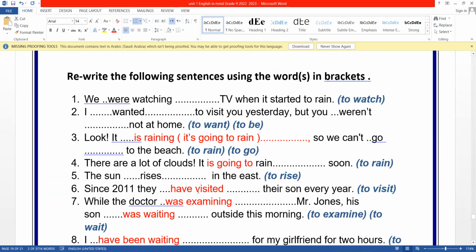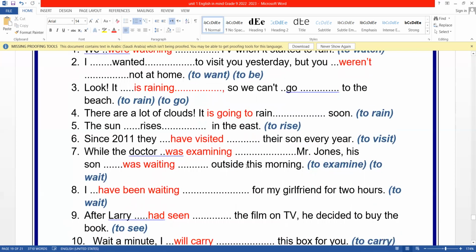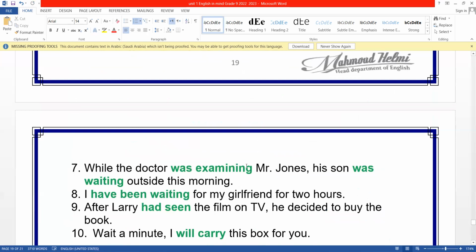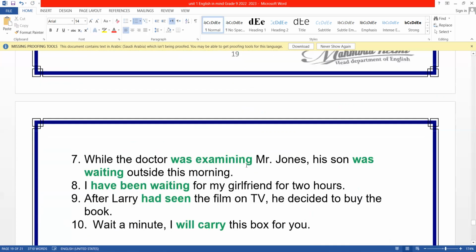Let's revise our answers. We were watching. Yes. I wanted to visit you yesterday, but you weren't at home. Look, it is raining. It's enough to say it's raining, no need to write it's going to rain, because look is one of the keywords of the present continuous. Look, it is raining, so we can't go to the beach. There are a lot of clouds. It's going to rain. Yes, let's check our answers. That's good. All our answers are right.